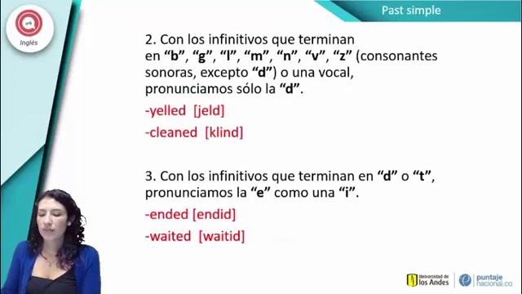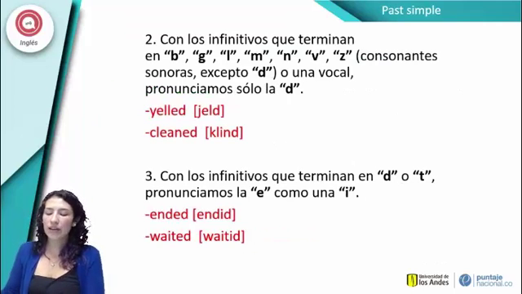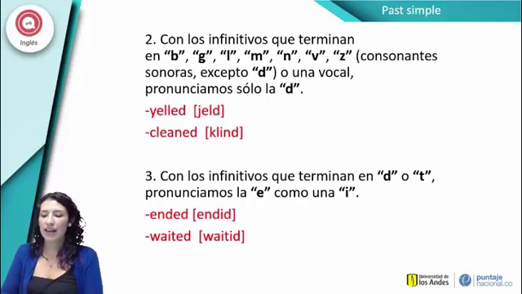Okay. Now, for the second rule, with the infinitives that end in B, G, L, M, N, V, and Z, sound consonants, except for D, or a vowel, we pronounce only D. So we don't pronounce the E, just the D.